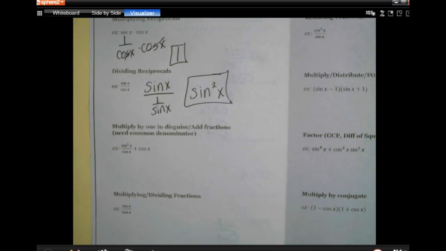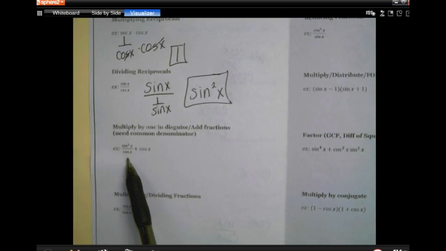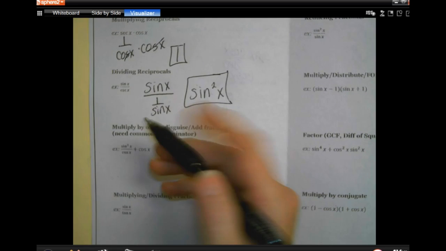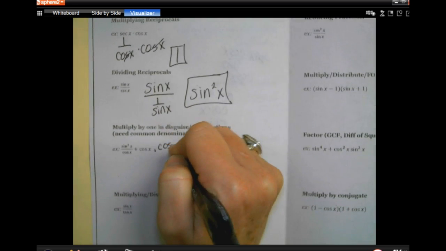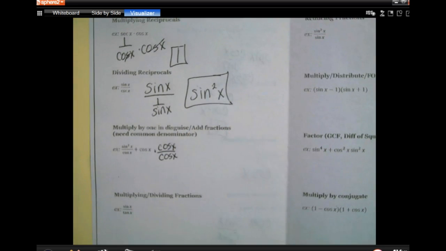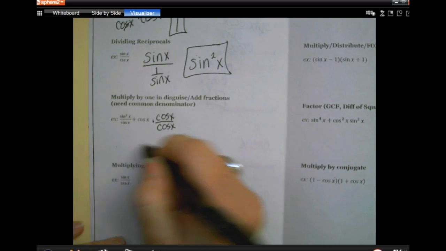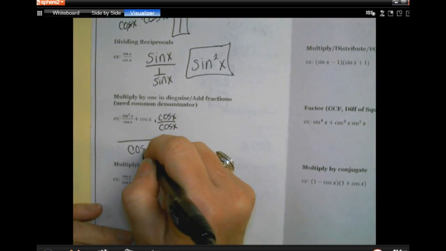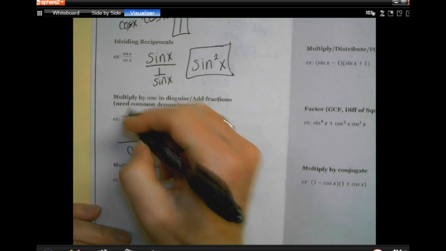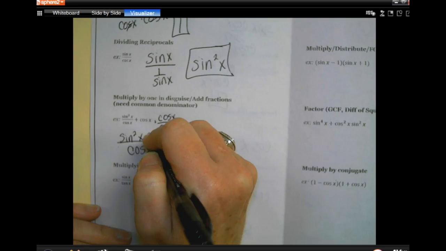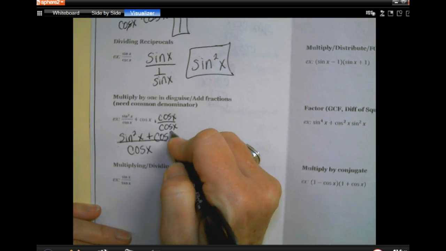All right, on to the next example. So when you get something that looks like this, we're not going to cry, but it's not over a common denominator, correct? So the denominator is cosine of x. So I'm going to multiply this times cosine of x over cosine of x. So my common denominator is now cosine of x. So I have sine squared of x plus cosine squared of x.